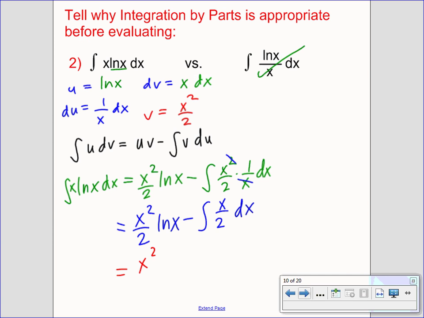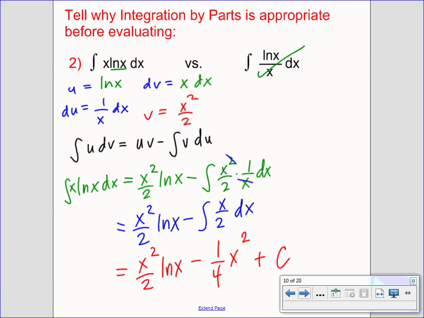Well, this is x squared over 2 ln of x, and this is just a power rule, x to the second over 2, so I get times 1/2, so I get negative 1/4 x squared plus c. Is that what you guys are getting? Yeah? And just pull the 1/2 out front and then do x squared over 2.